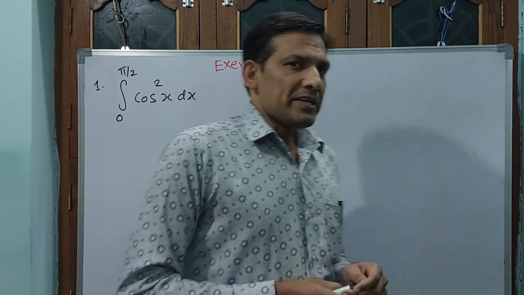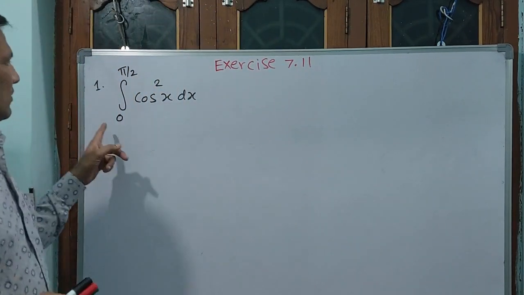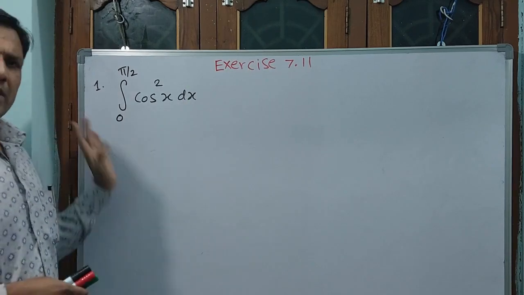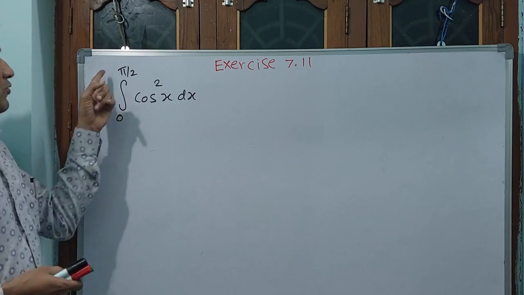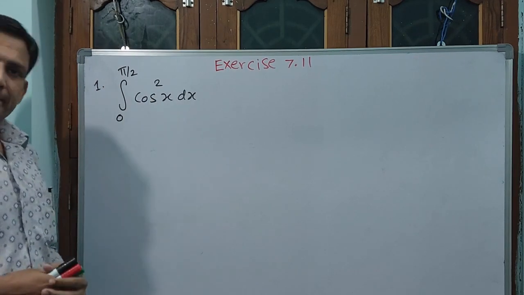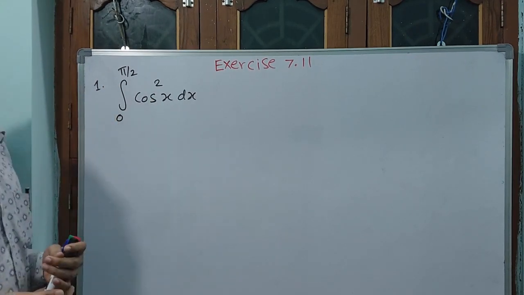Okay. See what they have given. First question. Question number 1, exercise 7.11. How to find the definite integral? That means the final value. Integral from 0 to pi by 2 of cos square x dx. Okay. How to solve this?